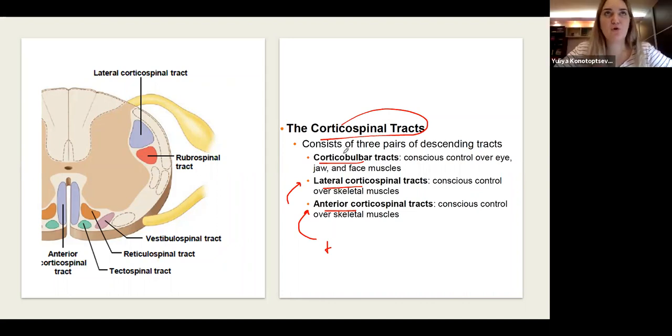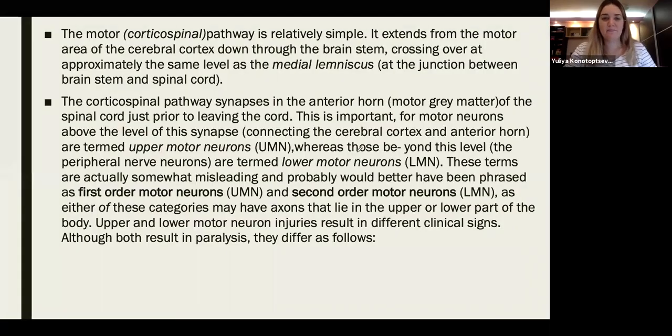Corticobulbar tract controls your face. So skeletal muscles of the face, okay? I'm talking right now, I can raise my eyebrows, I can smile, okay? So this is all voluntary and it is done by the corticobulbar tract specifically, okay? So all of it is voluntary.